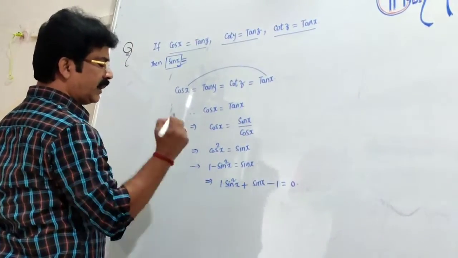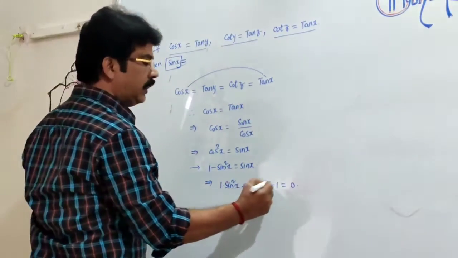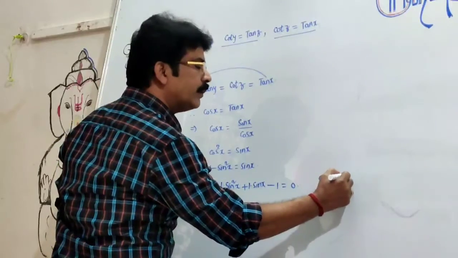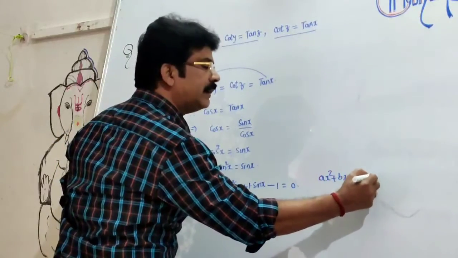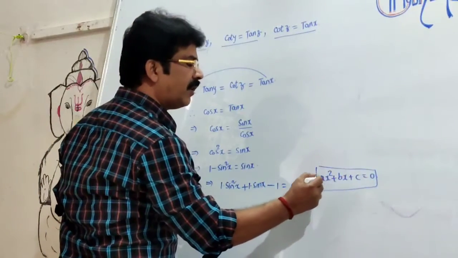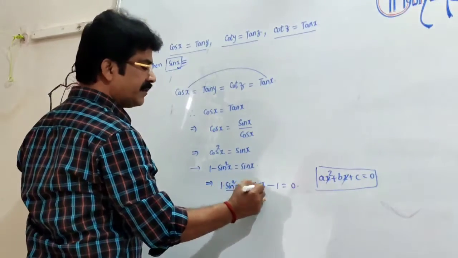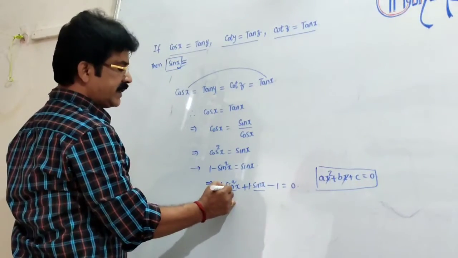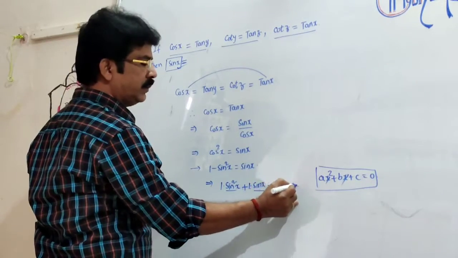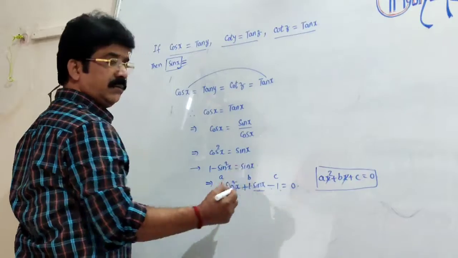Sin square x means 1 into sin square x, and sin x means 1 into sin x. So it is in the form of ax square plus bx plus c equal to 0. It is a quadratic equation in terms of sin x: a into sin x whole square plus b into sin x plus c equal to 0. A is 1, b is 1, c is minus 1.